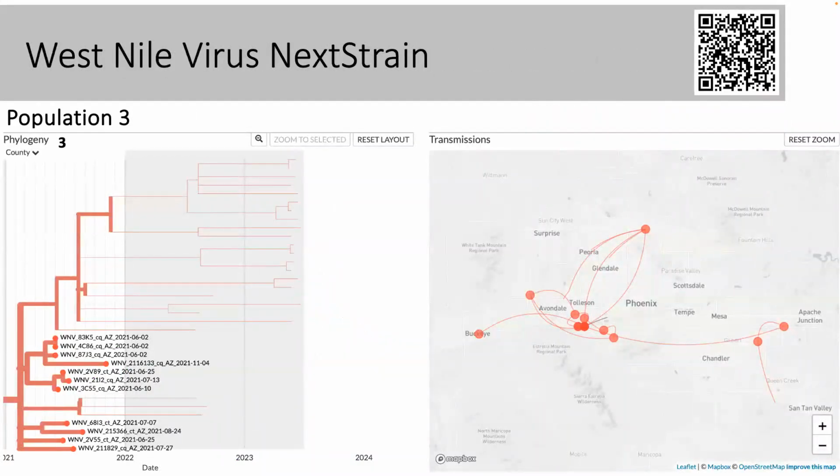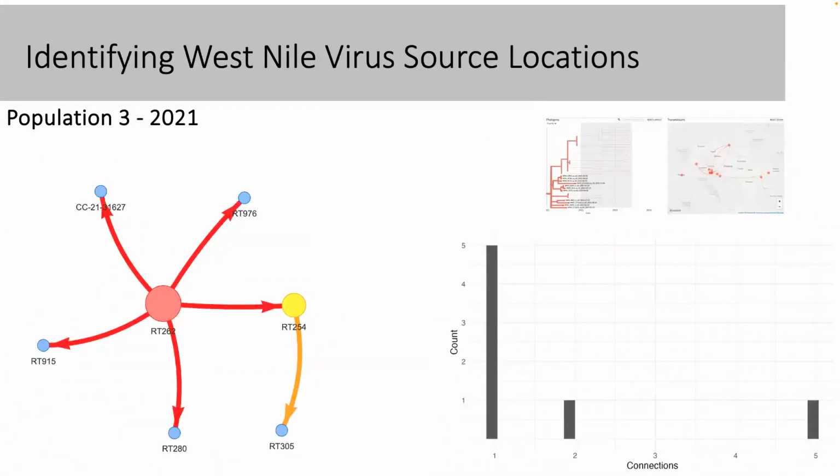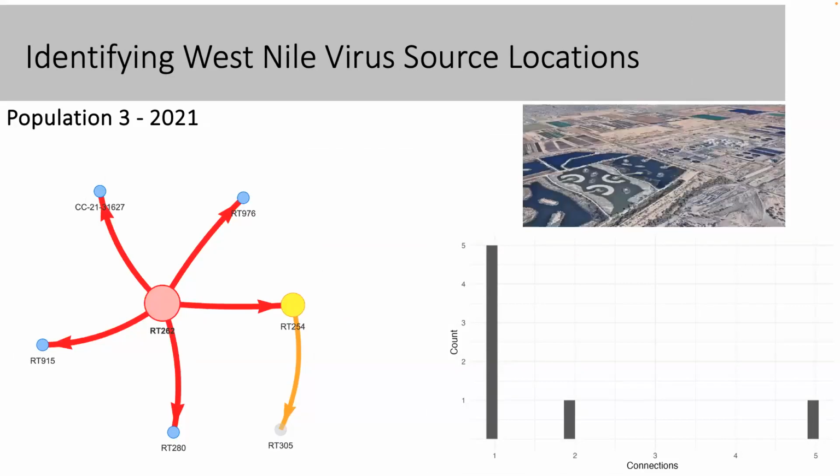And going to population 3. So population 3 is actually our smallest population in 2021. However, it did progress into 2023. And this is going to be a population that was more in the western part of the county. And so when we look at the network analysis, in just 2021, we can see a majority of our trap sites are sink sites, and our identified source location is going to be right next to a wetlands location.